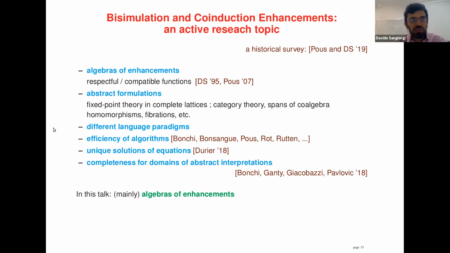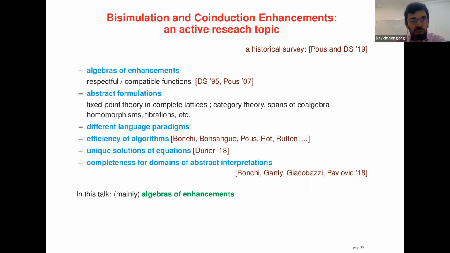And here are some of the main achievements. Theories of enhancements, with algebras of enhancements, have been produced using notions such as respectful and compatible functions. Abstract formulations of the enhancements have been produced, with the idea of lifting the bisimulation enhancements to the setting of coinduction, and for this using means such as complete lattices, fixed points in complete lattices, category theory, coalgebra, fibration. Many people have worked on that, too many for mentioning them here.